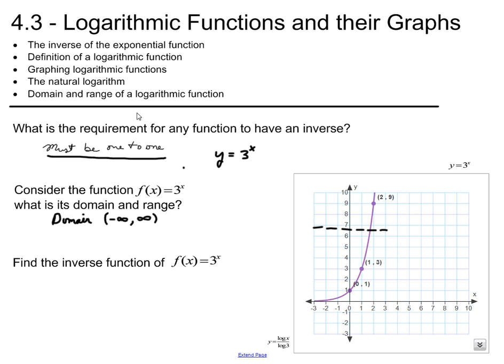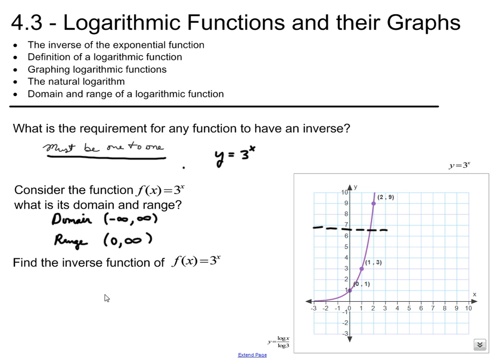How about the range? Well, the range is going to be the set of all values, in this particular case, from 0 to positive infinity, not including 0, because 3 can be raised to no power to give us 0, nor can it give us a negative number. The closest we can get are numbers that approach 0, but that's about it.